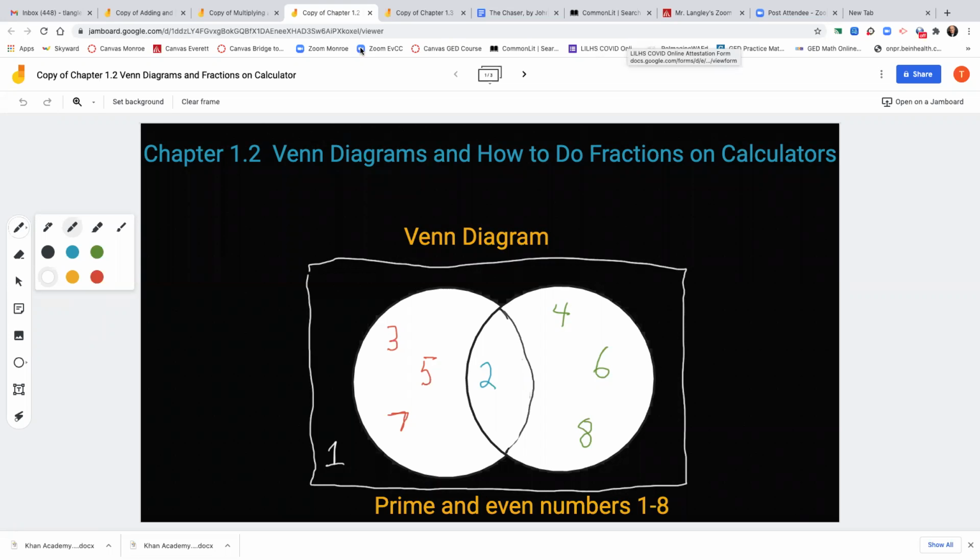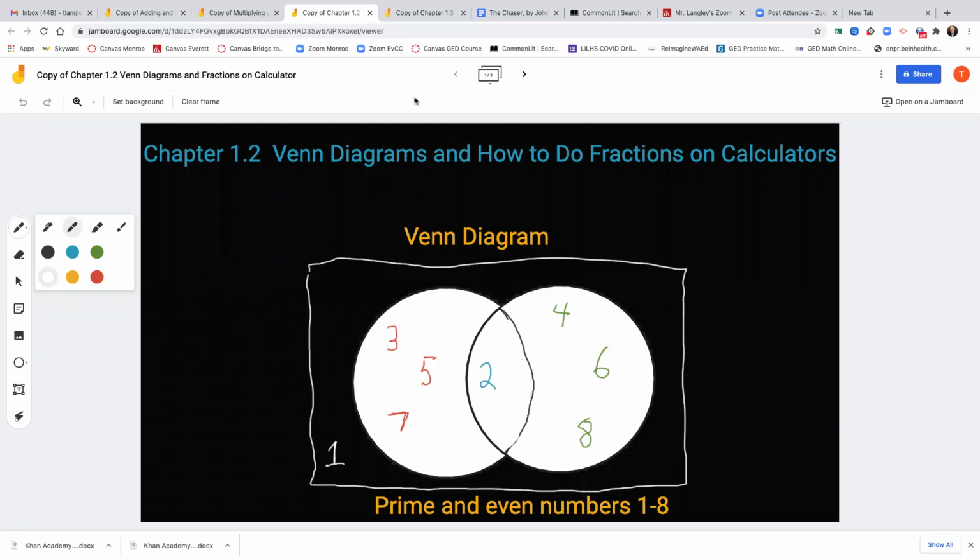So yeah, you're copying this down. The title of this chapter is Chapter 1.2. Just so you know, if you would spend $90-some on the textbook, this would be the first chapter in the textbook. It starts with Chapter 1.2, and it's on Venn diagrams and how to do fractions on a calculator.